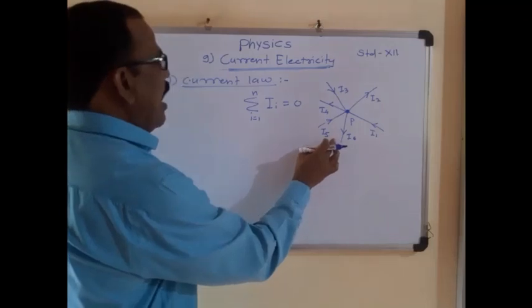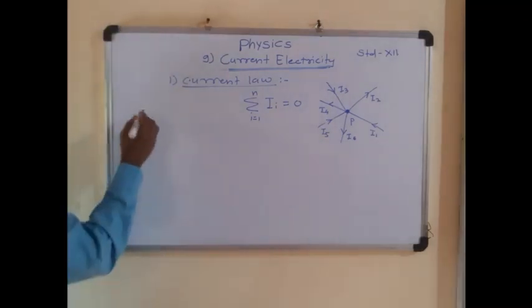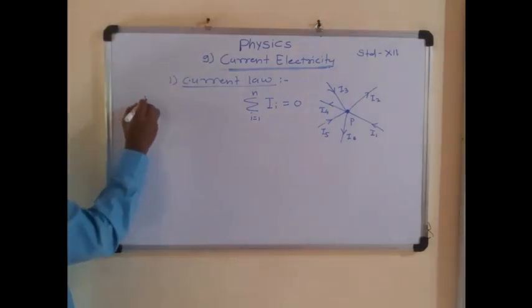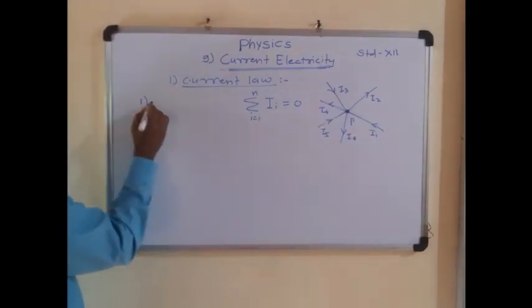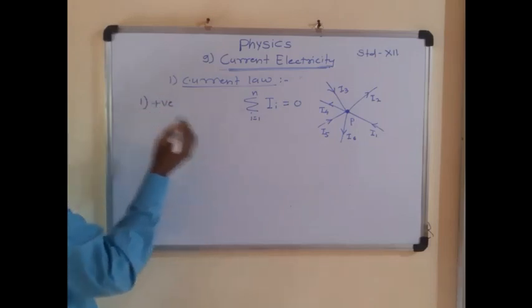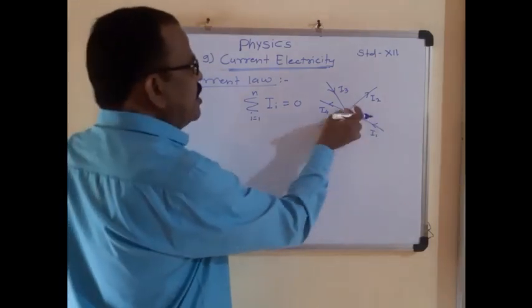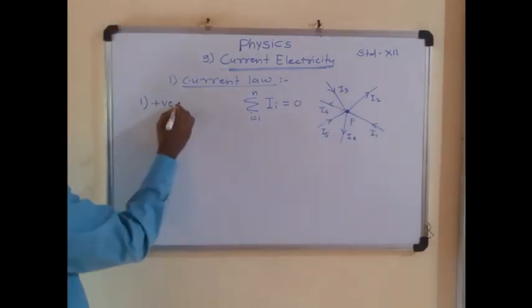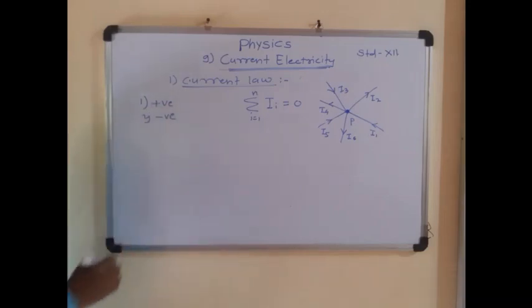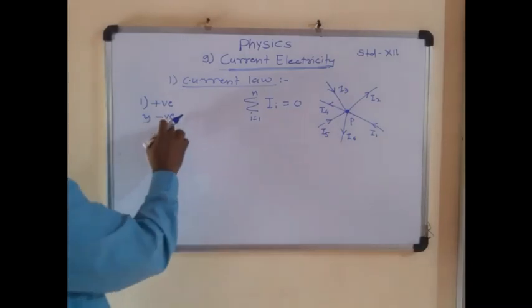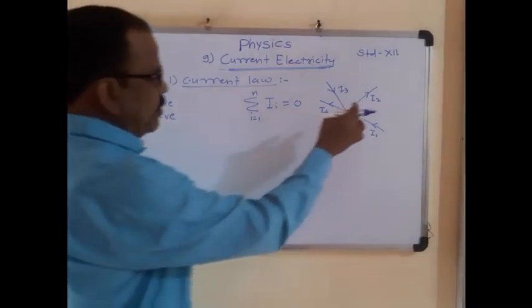Then we have to apply the sign convention. There are two sign conventions. First sign convention: the current approaching or reaching the junction is taken as positive, while current leaving the junction is taken as negative. Therefore, we have to apply this sign convention to this diagram.